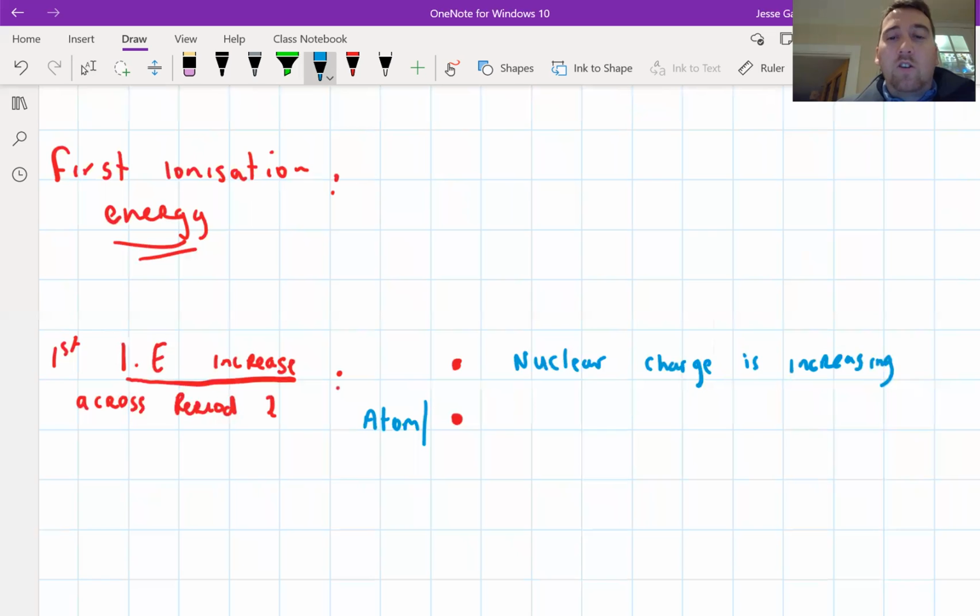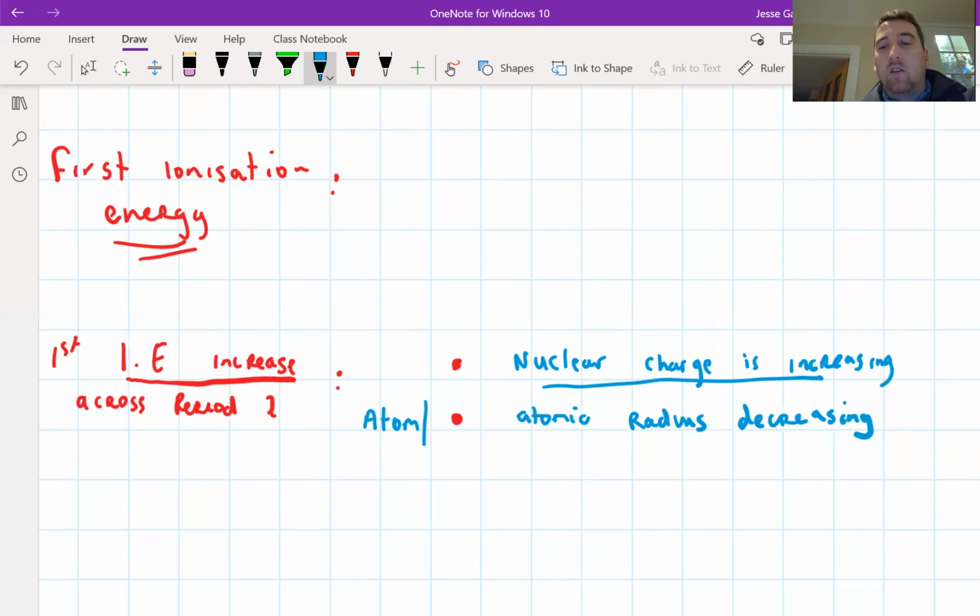Okay, so the nuclear charge is increasing, and also the other factor here on first ionization energy is that the atomic radius is decreasing, which means the atom is smaller, making it harder to take away the electron from it because the outer electrons are closer to the positive nucleus. So the nucleus is more positive and the outer electron is closer to the nucleus, means that it's harder to remove that outer electron.